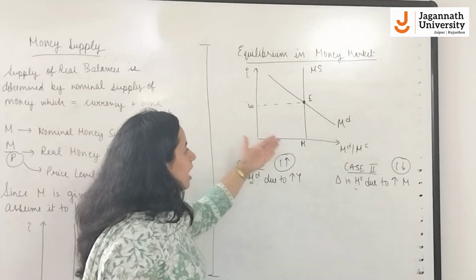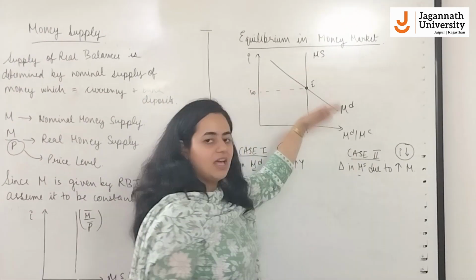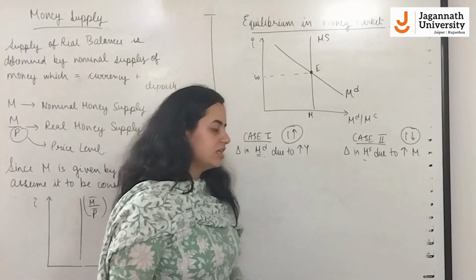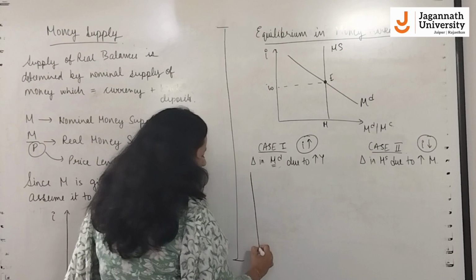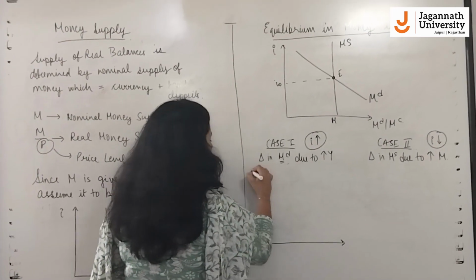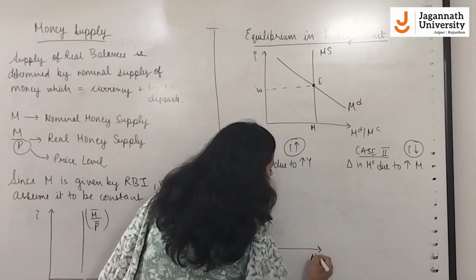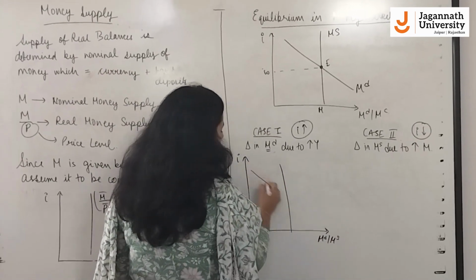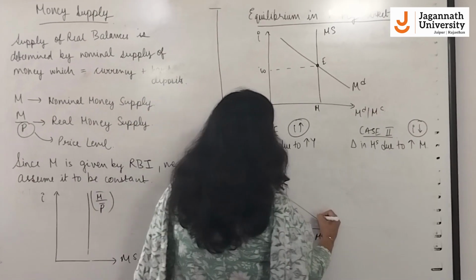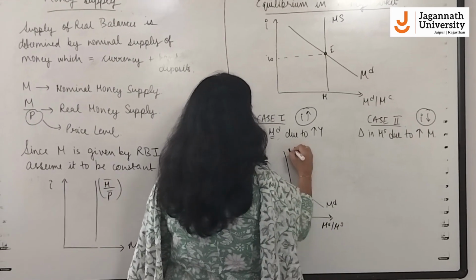Now, what will happen if either money demand or money supply changes? Let us look at the two cases. Case 1. Here I have the interest rate and here I have money demand and money supply. Let us first draw a starting point, or an equilibrium situation, with money demand and money supply.